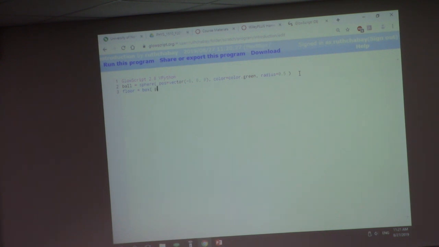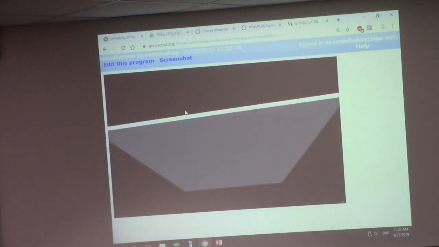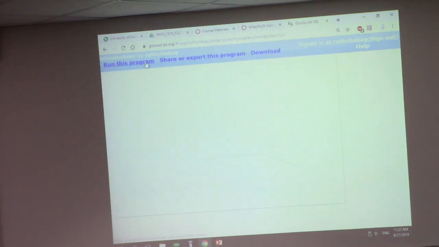And we'll put the floor a little bit lower. We'll put it at 0 in the x direction, but -5 in the y direction, 0. And we'll give it a length of 20 and a width of 20 and a height of 0.5. Now we have a floor. Ball still isn't doing anything interesting.